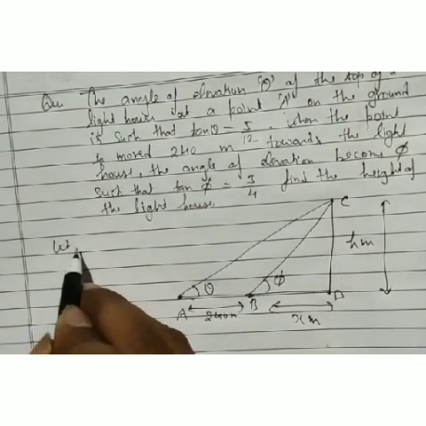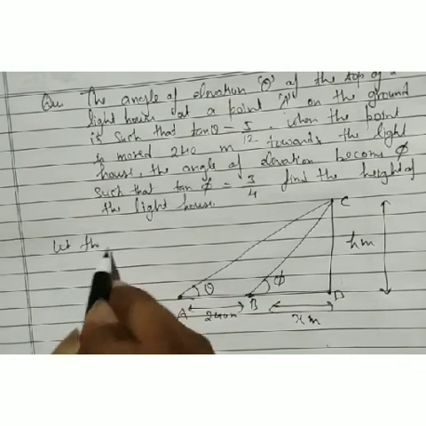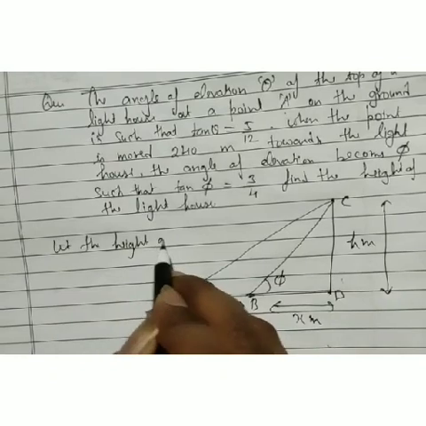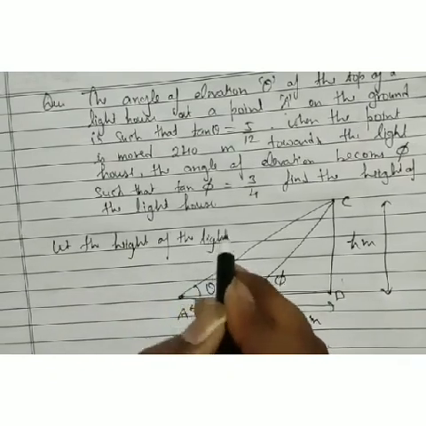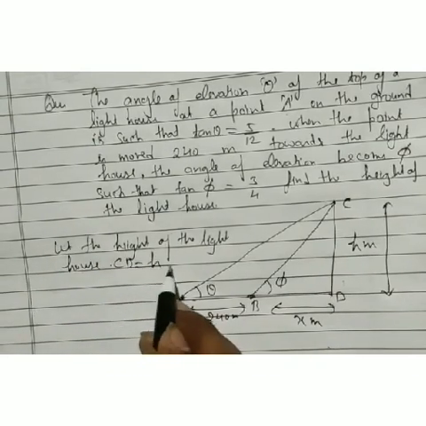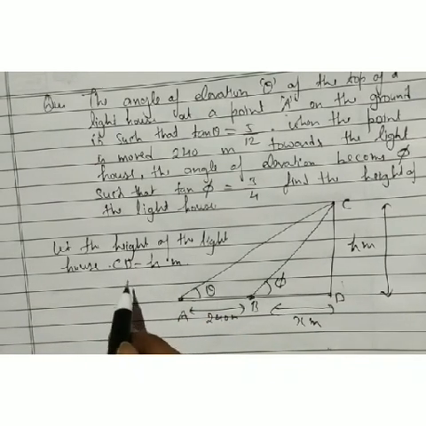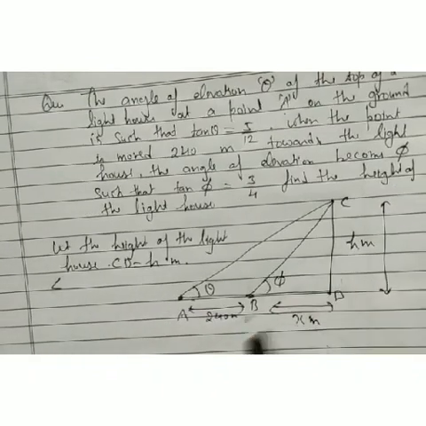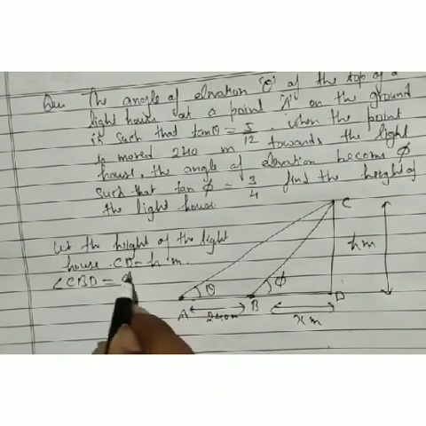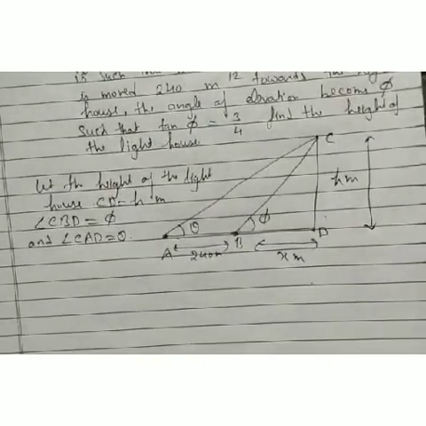Just going to mention: let the height of the lighthouse CD equal h meters. We mention CD is h meters, and we can mention our angle CBD is equal to phi and angle CAD is equal to theta. Now we take our triangles one by one.